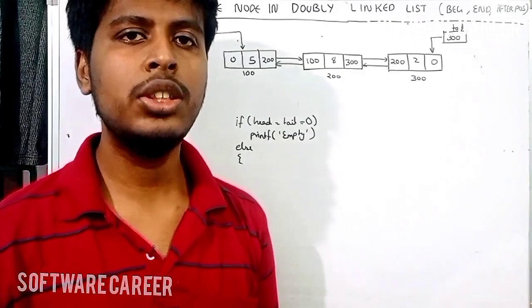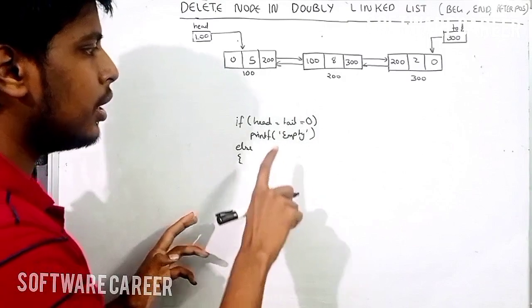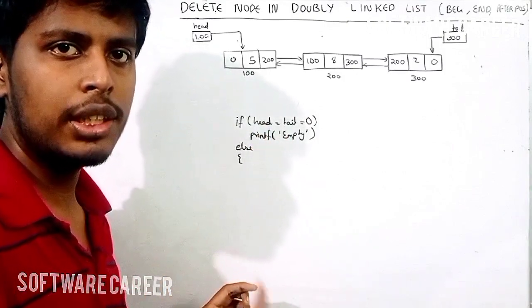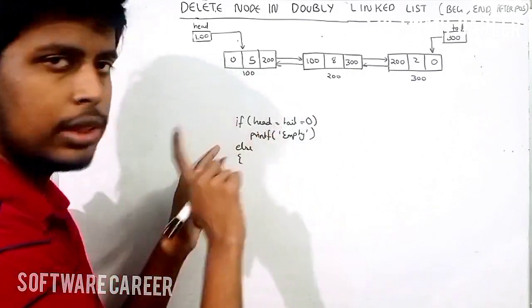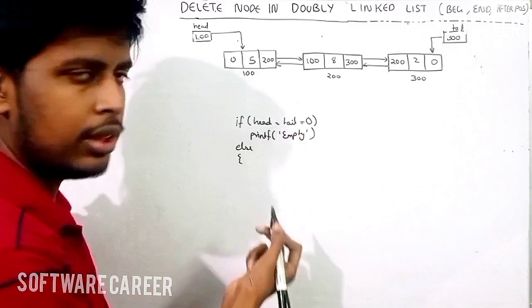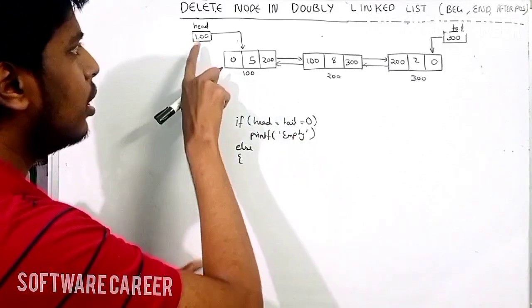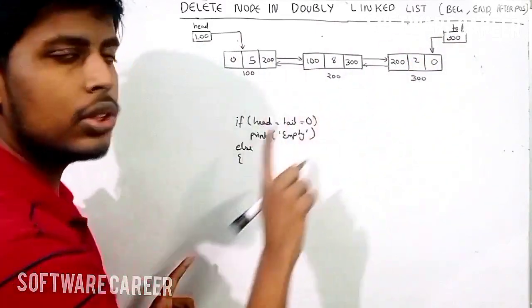Now see, now I'll teach you how to delete a node at the end of a linked list. See, the first case is I should check whether the linked list is empty or not, because if the linked list is empty, you can't delete any node from it. So this is the same condition as previous. If head and tail are 0, you can say it is empty. So see here, now it's checking whether head and tail are 0. No. So this linked list is not empty.